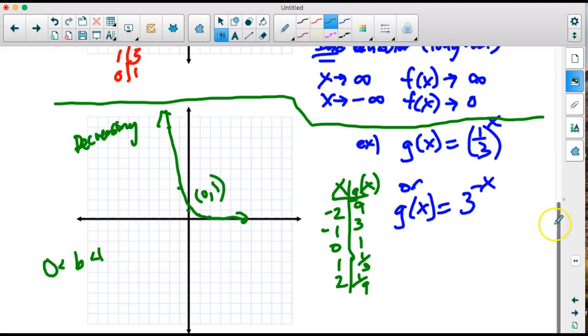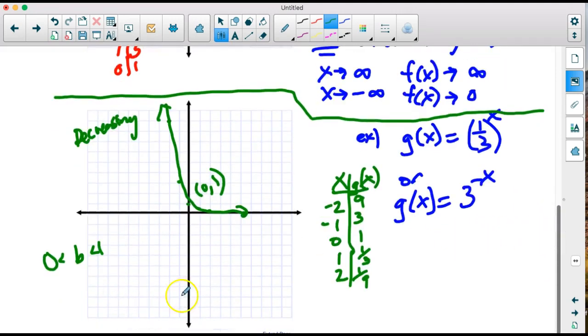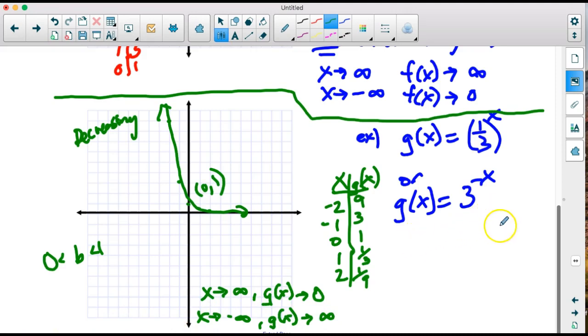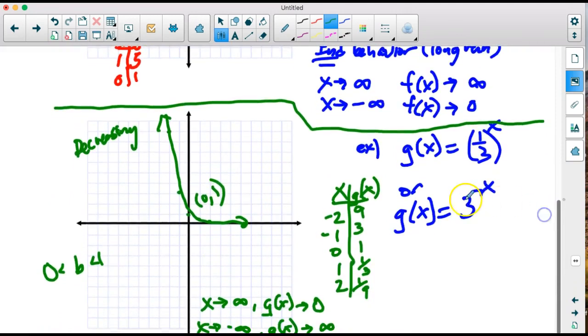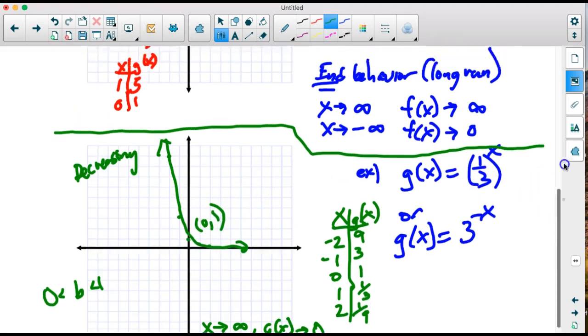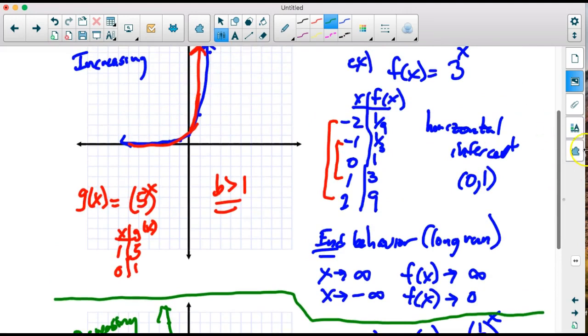Now the end behavior of this: as x goes to infinity, g of x goes to 0, and as x goes to negative infinity, g of x goes to infinity. Alright, so those are our basic graphs. In the next video we're going to look at transformations of these graphs. So you should know the end behavior, and you should know generally what they look like. If it's a fraction less than 1, it's going to decrease. If it's a whole number or a number greater than 1, it's going to be increasing. Those are the two types.